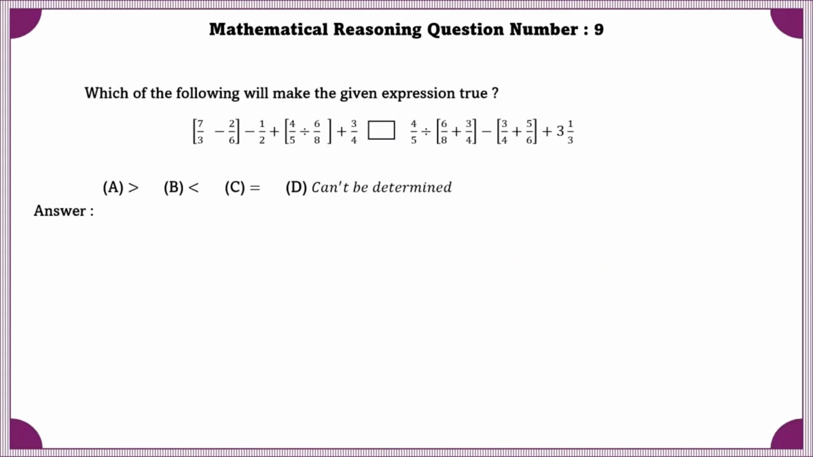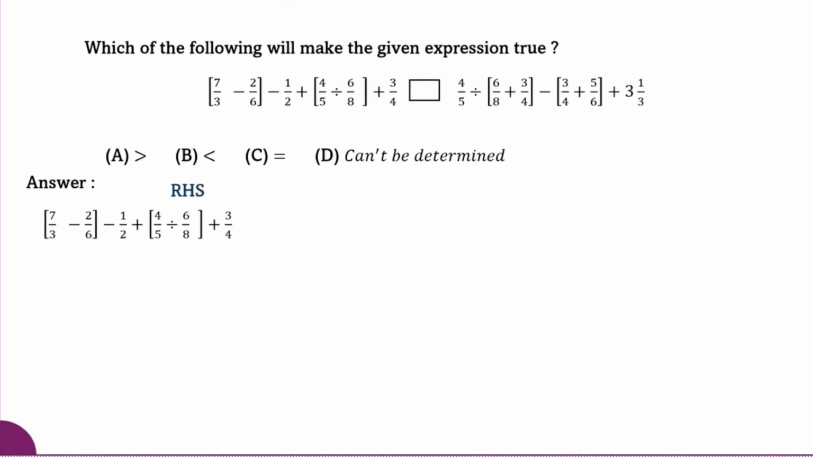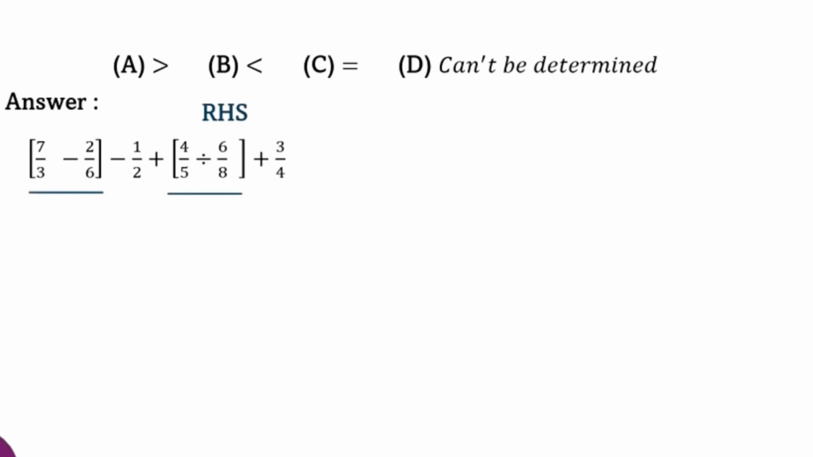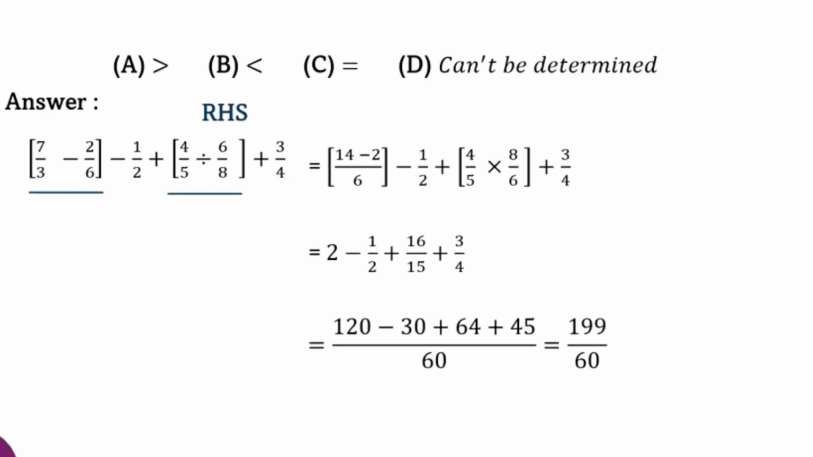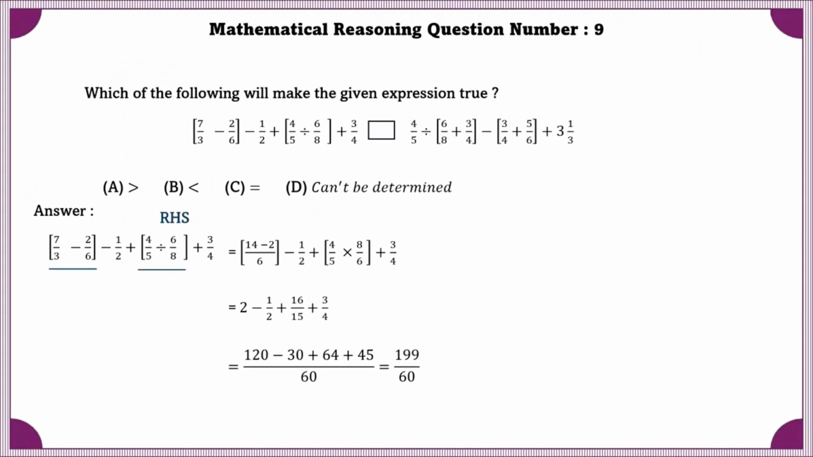Mathematical reasoning question number 9. Which of the following will make the given expression true? First, let us solve the RHS. Taking the RHS, we will solve the brackets first according to BODMAS rule. Then simplifying, we'll get 2 minus 1 by 2 plus 16 by 15 plus 3 by 4. Further simplifying, we'll get 199 by 60.